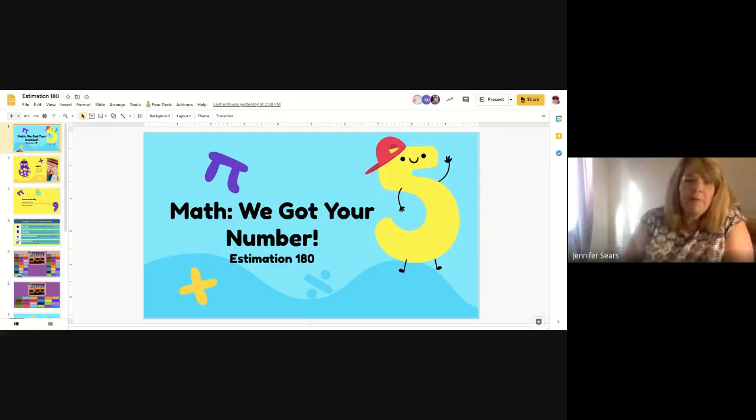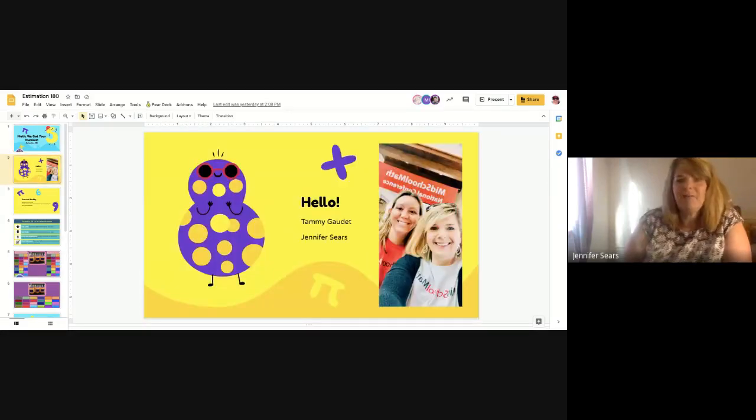Welcome to math. We've got your number. This is going to be about the number sense routine Estimation 180. We know number sense is very, very important for our kiddos, and it helps build fluency with lots of different strategies that they can come up with.